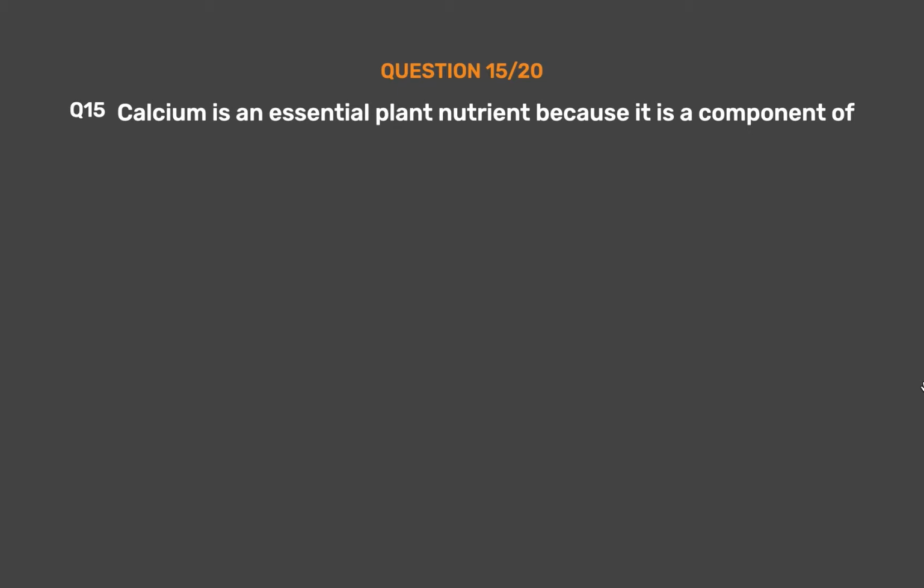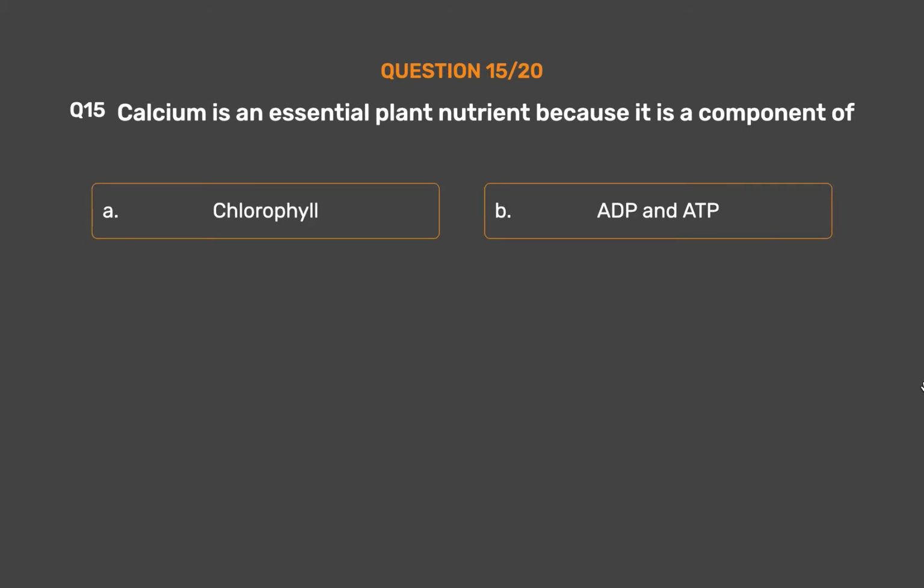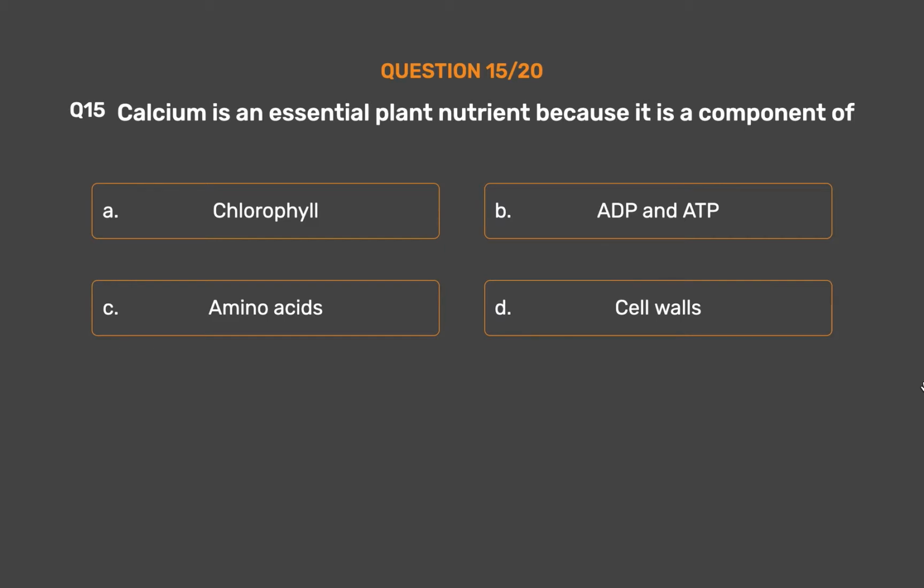Question number 15. Calcium is an essential plant nutrient because it is a component of: Option A. Chlorophyll. Option B. ADP and ATP. Option C. Amino acids. Option D. Cell walls.